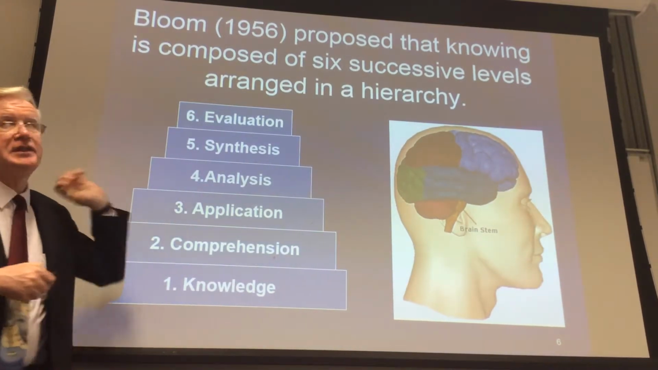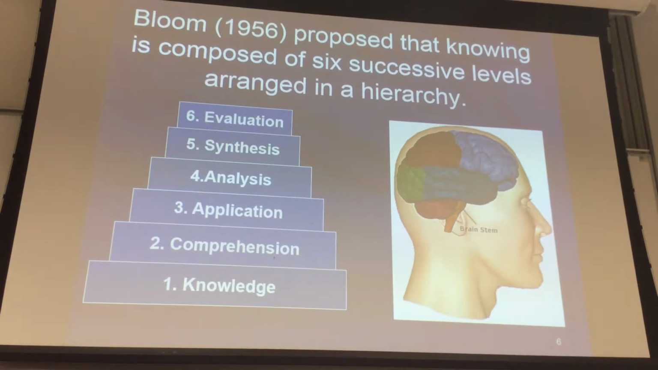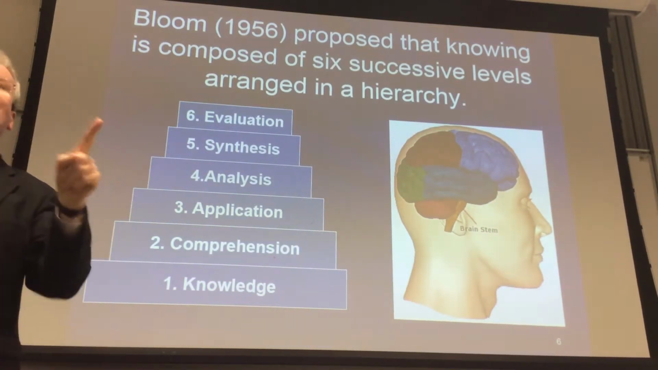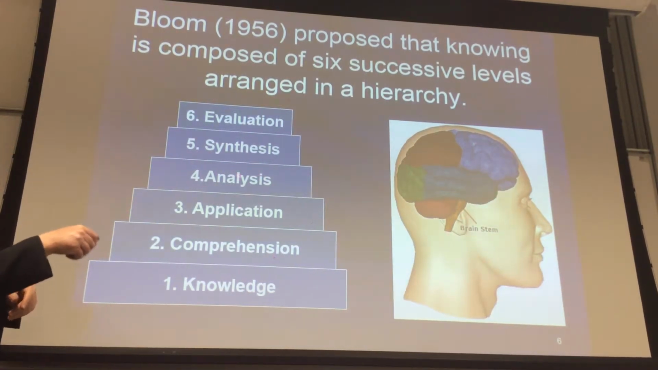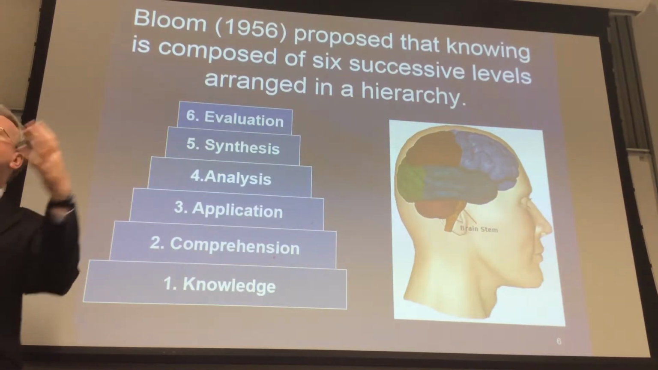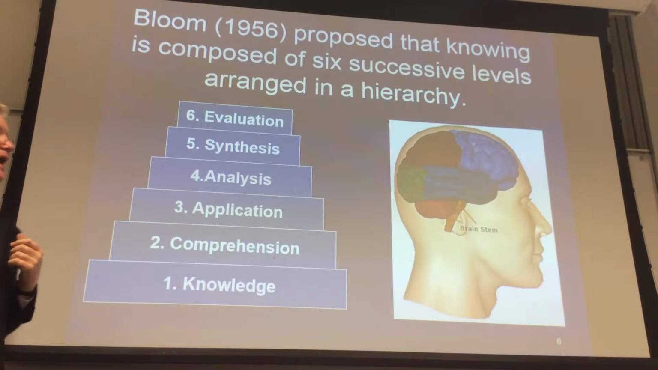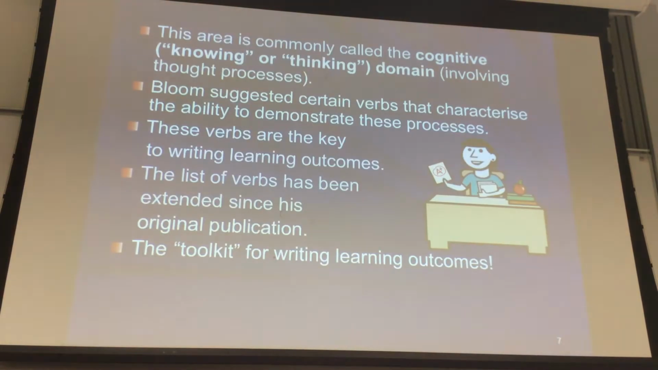Now 4, 5 and 6 are commonly referred to as the higher order thinking skills. Because if we can get our students to move into 4, 5 and 6, we are very good teachers. So here the students try to analyze what they've learned, synthesize and pull together all the various parts, and at the very top, stand back and evaluate what they have learned. So this is commonly known as the cognitive domain. Cognitive, from conocer in Spanish, having to do with the mind or to think.